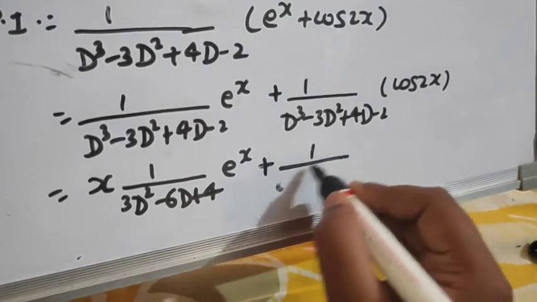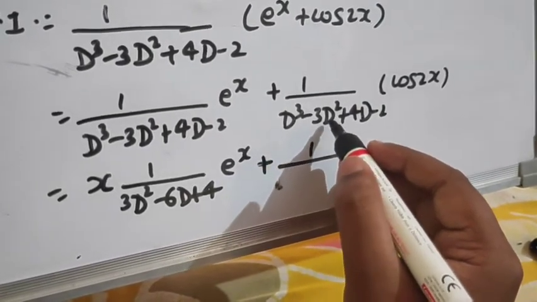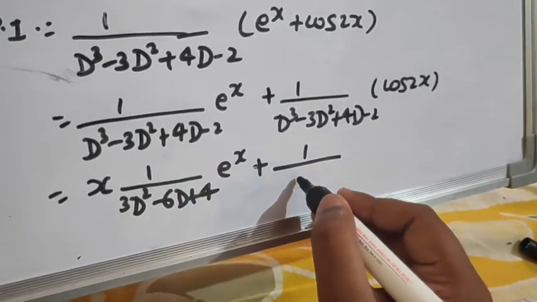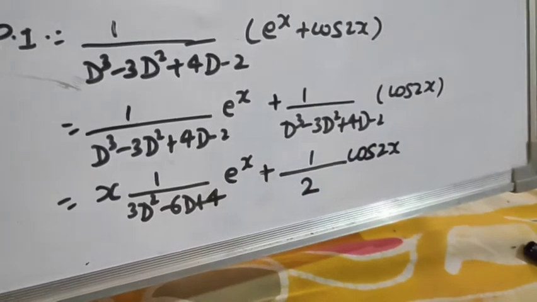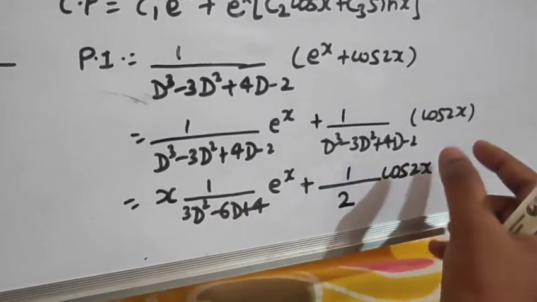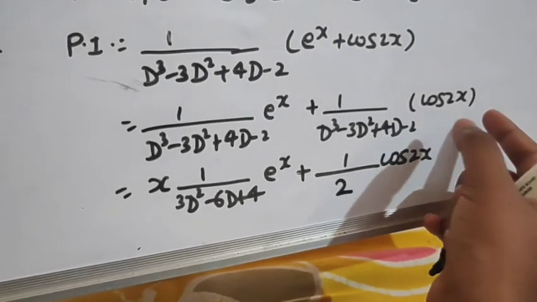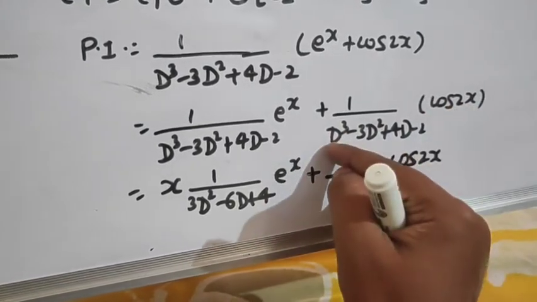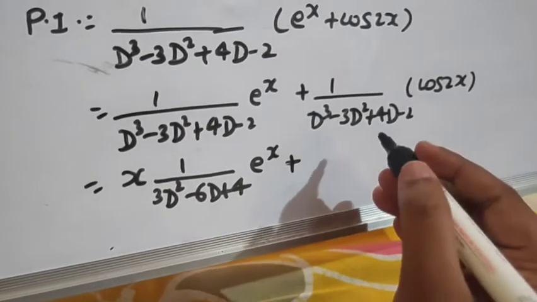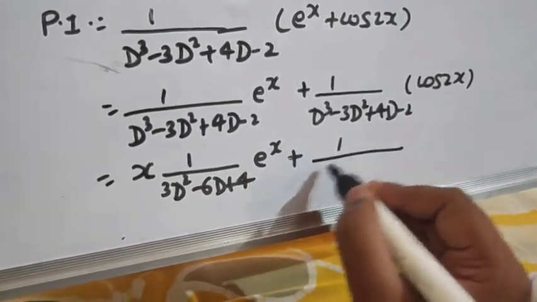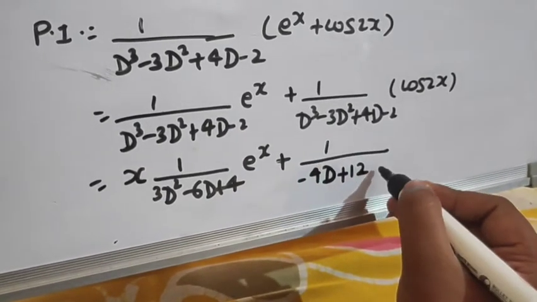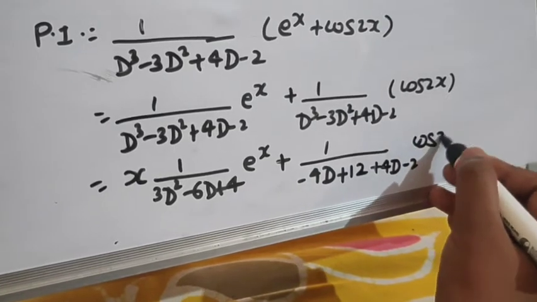Sorry, plus 1 upon, if I put 2 here, so 8, and this will be 4, so 8 minus 12 is minus 4, minus 6 is... 8 minus 6 is 2. So 1 upon 2 cos 2x. And I treated e^x and cos 2x in the same way, which was a mistake. So whenever you get cos 2x, which we are studying currently, you don't replace D by a, you replace D square by minus a square. So don't make that mistake. So if you replace D square by minus 4, you will get 1 upon (minus 4D plus 12 plus 4D minus 2) operating on cos 2x.